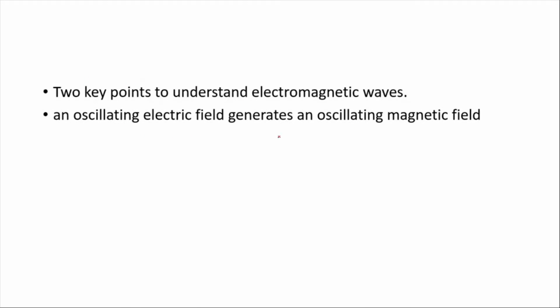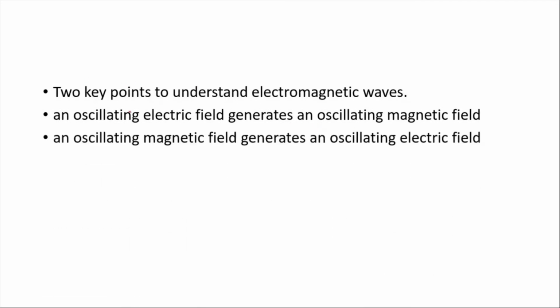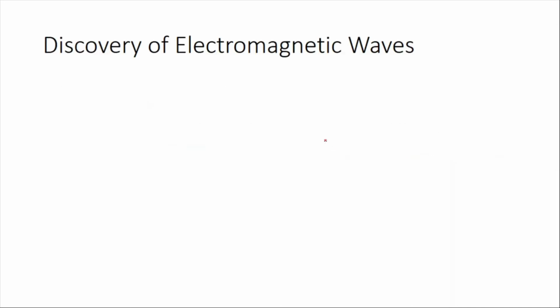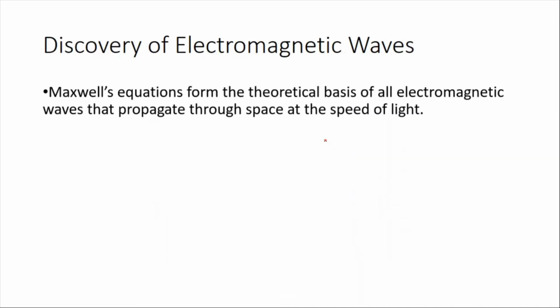So there are two key points to understand electromagnetic waves. An oscillating electric field generates an oscillating magnetic field, and an oscillating magnetic field generates an oscillating electric field. They generate each other and they travel in space. So let's look at the discovery of electromagnetic waves.